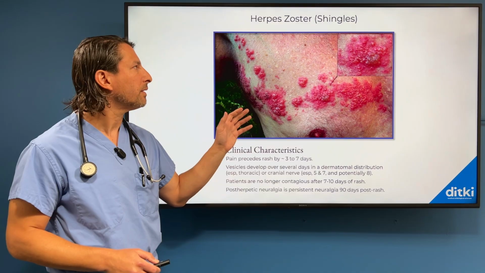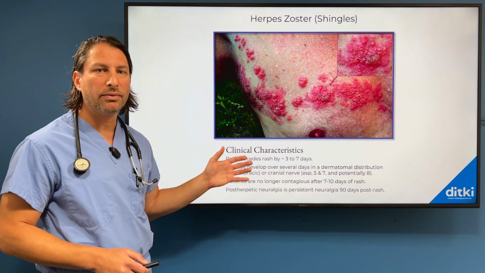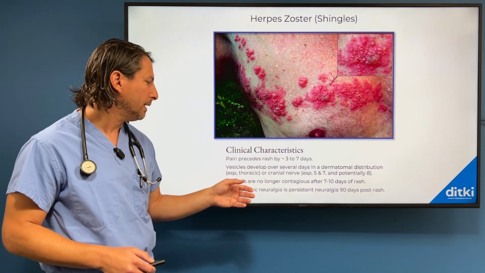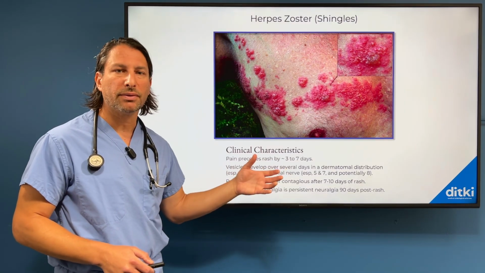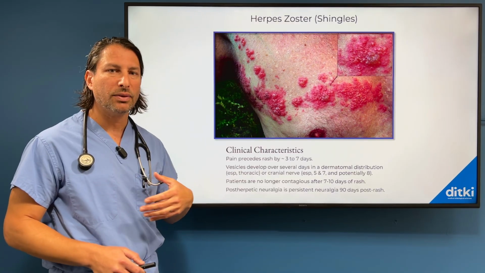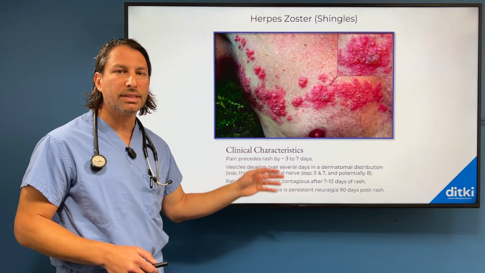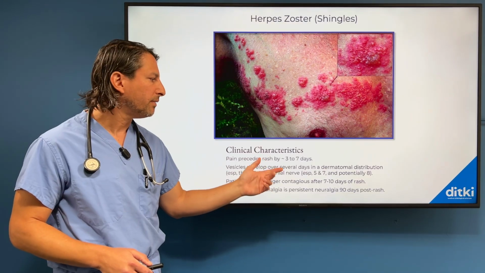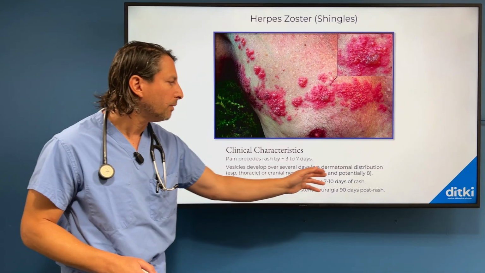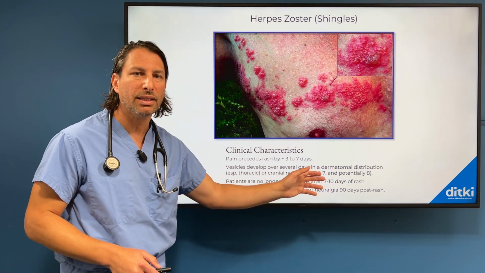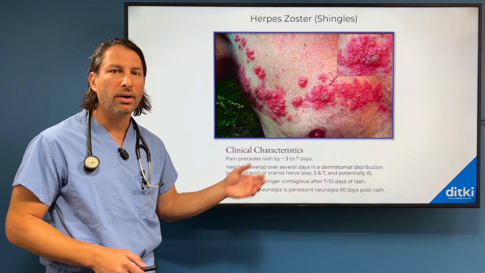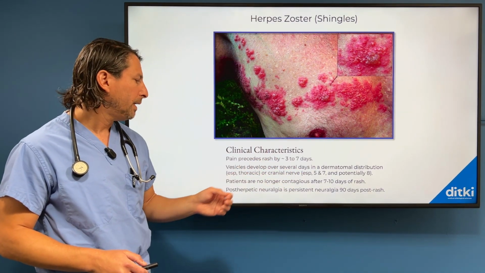Herpes zoster, on the other hand, shingles, very painful condition. The pain precedes the rash by 3 to 7 days here, and then vesicles develop over several days in a dermatomal distribution, most commonly the thoracic level or in cranial nerves 5 and 7, so 5 trigeminal, 7 facial. The important thing to know is that the facial nerve runs along with the vestibulocochlear nerve, the 8th nerve. So these two can sometimes be affected together. If they are, it's called Ramsay-Hunt syndrome.